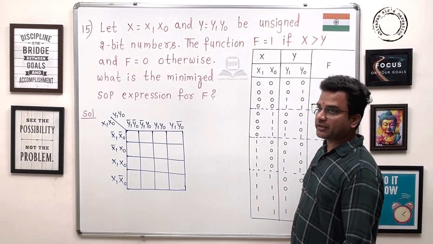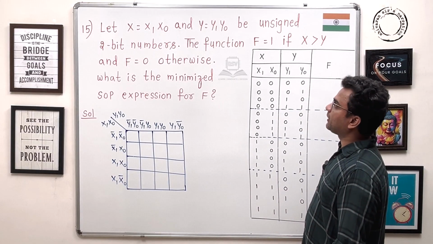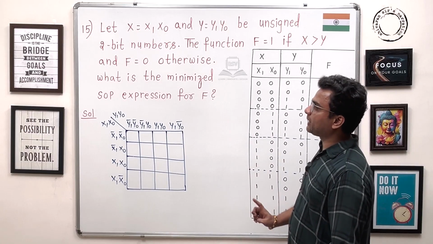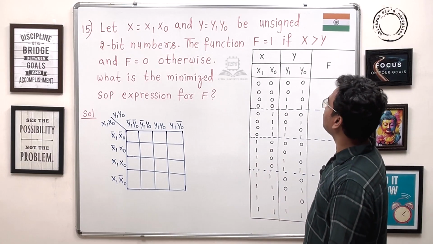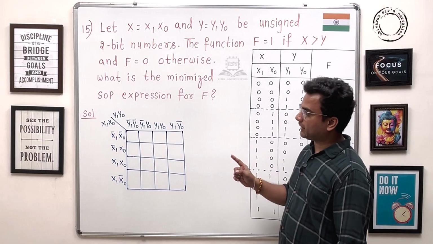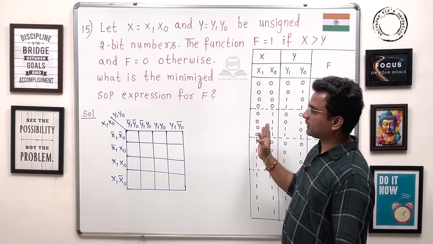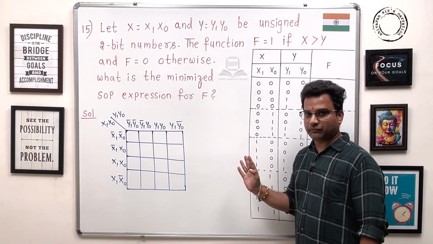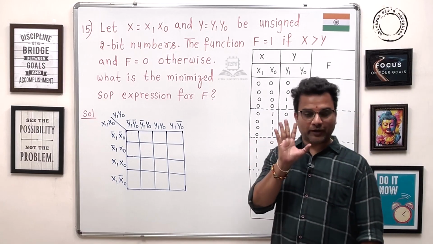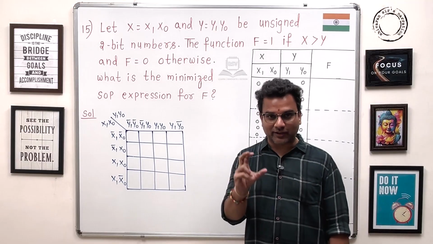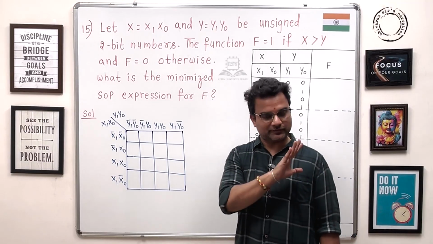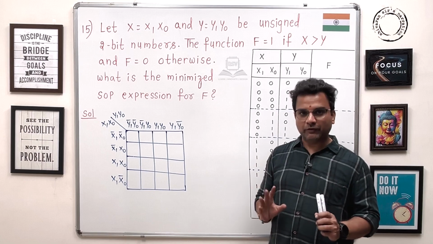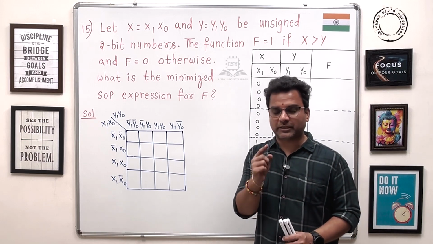Let x = x1 x0 and y = y1 y0 be unsigned 2-bit numbers. The function f = 1 if x > y and f = 0 otherwise. What is the minimized SOP expression for f? That's it guys. Whatever you are watching here, the red color one is the question. Now we want to get the minimized SOP expression.